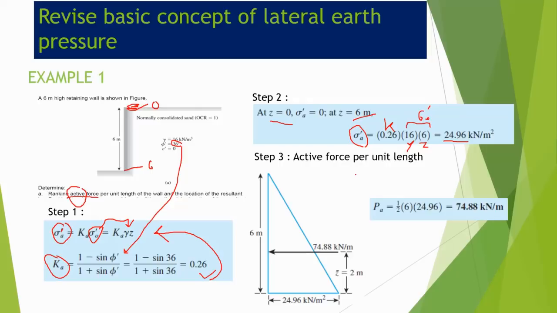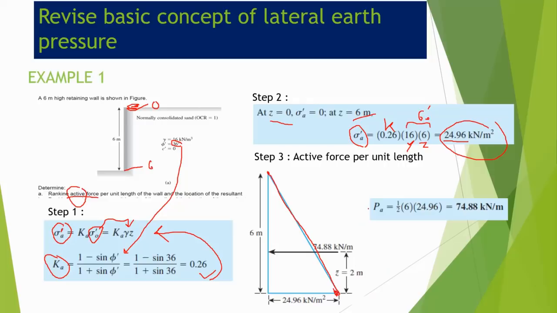Okay, bila dia dapat effective stress ni, you buat step 3 adalah distribution lateral pressure. Okay, so this is called lateral pressure distribution. Kalau sini mula, kan mula you start sini. You start awal-awal, lepas tu dapat value of stress effective 24.96. So, straight je 24.96. So, this is 24.96. Sebab apa? Sebab you semua kan? So, inilah 24.96. Okay.